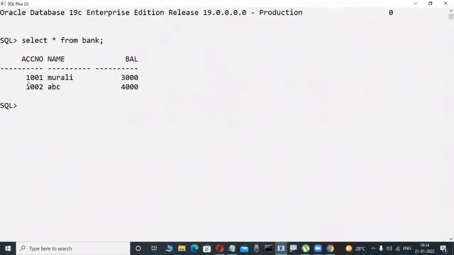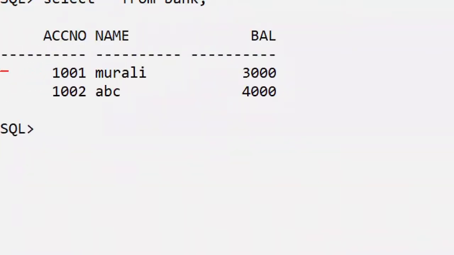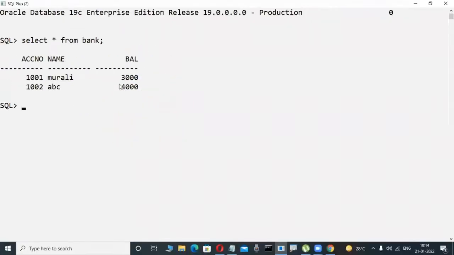Suppose this data, observe it for one minute. 1001 is an account number. My name is Murali, I'm an account holder. My balance is how much? 3000. Observe here, my balance is 3000, for example. Now check out the scenario. Slowly observe it here.